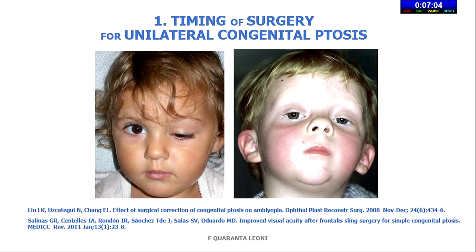So first, the timing of surgery in unilateral congenital ptosis. We know that there is a difference between these 2 children. On the left-hand side, you see a 12-month-old little girl, and it's already too late to operate on her when you have amblyogenic ptosis. And there is a difference in the boy, because you see there is an anomalous head position, which is suggestive of well-preserved binocular single vision, so we can wait a little bit more time.